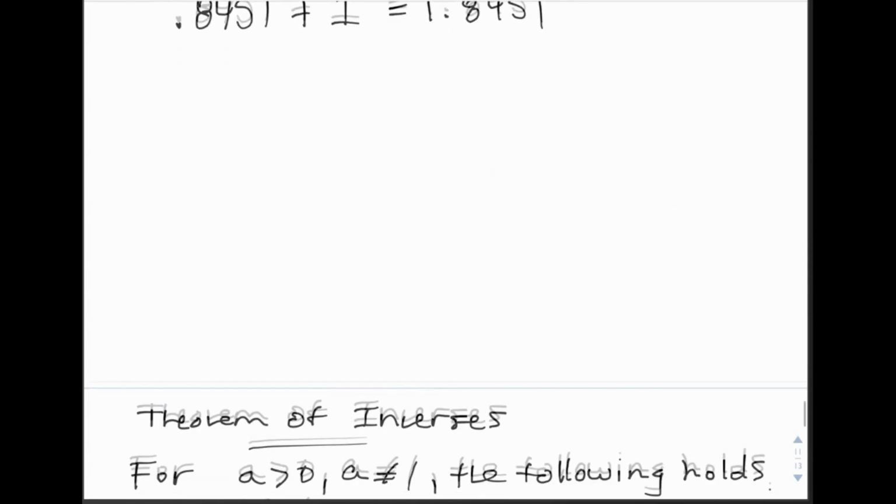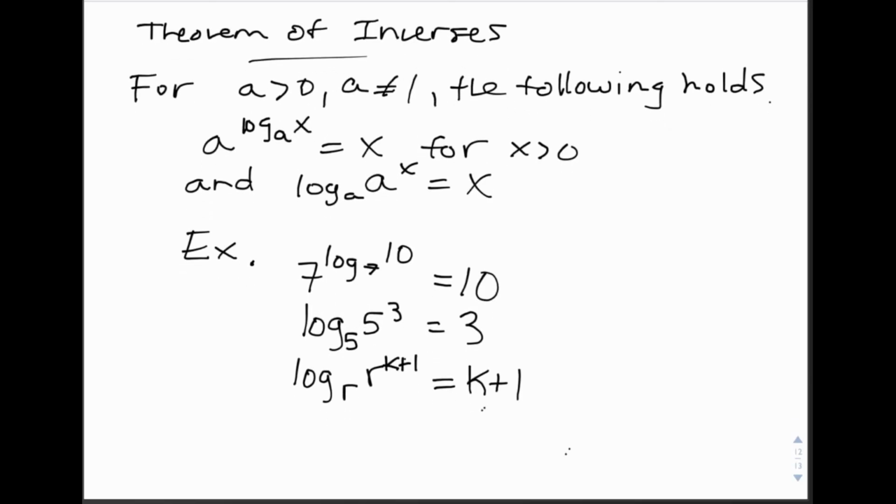So our last topic here is going to be our theorem of inverses. Say for example, we have a greater than 0, a is not equal to 1. The following should hold true. So a raised to the log base a of x, that's just going to be equal to x. And log base a of a raised to the x, that's just going to be x as well. So notice in our examples, we have 7 raised to the log base 7 of 10. Well, all that's going to do is just be equal to 10.